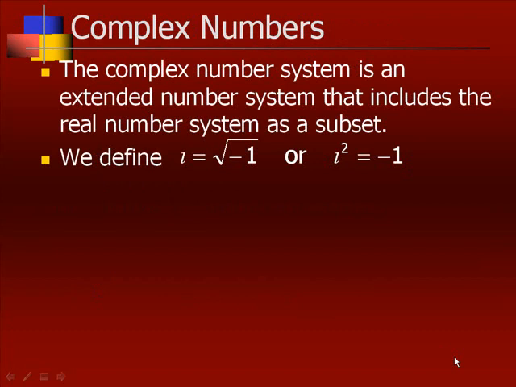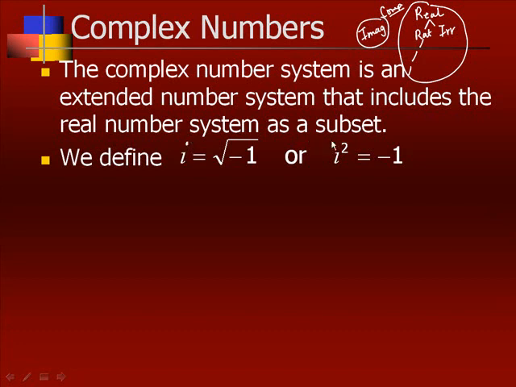Okay, now the complex number system is an extended number system that includes the real number system as a subset. I don't know if you remember way back when we started, we talked about the reals as either being rational or irrational. And then we talked about the rationals being integers and whole numbers and all that. Well, out here, we've got the set of complex numbers, which includes the reals, but it also includes the imaginaries. So we just extended them so that now we're talking real numbers and imaginary.